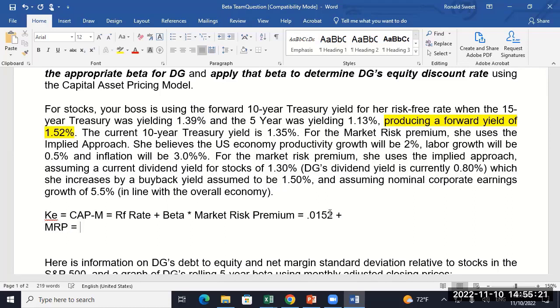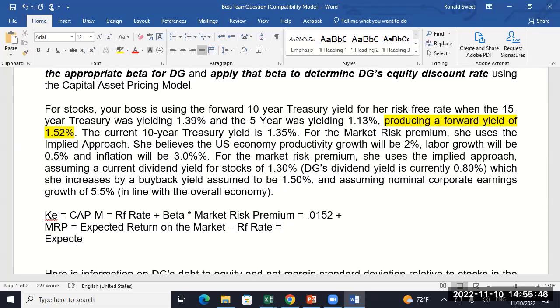Market risk premium is going to be the expected, because she's using the implied approach. I tell you that twice in here for some reason. Expected return minus the risk-free rate. Expected return not on Dollar General, but on the market. Right? So this is all about the market here. The beta is where you talk about the company. So what does she expect the return for the market to be? Well, expected return on the market is going to equal the yield plus expected earnings growth.